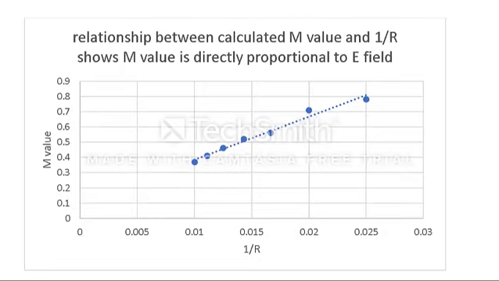When plotting the M values we had from before over 1 over R, we see a linear relation. This shows that the M values we found are negatively proportional to the distance R, and that the M value is related to the electric field of the light.